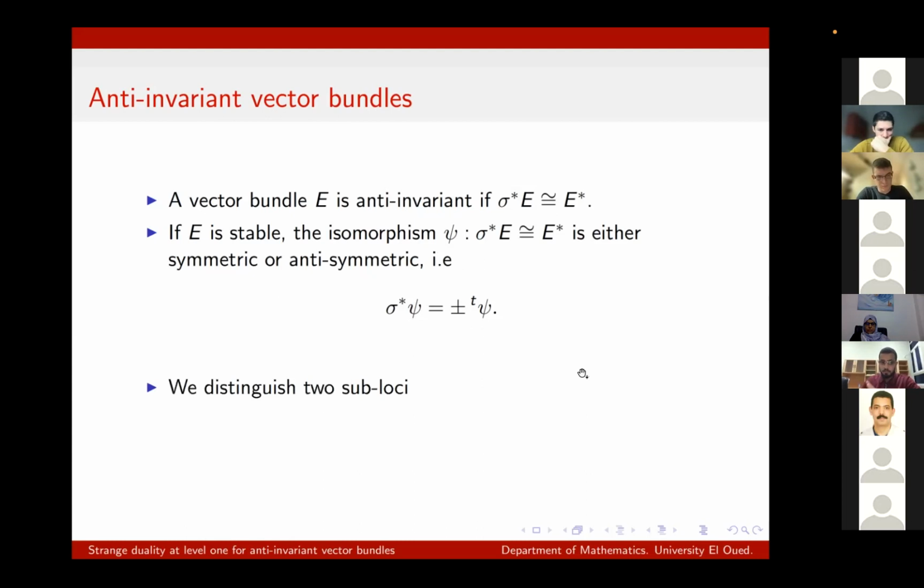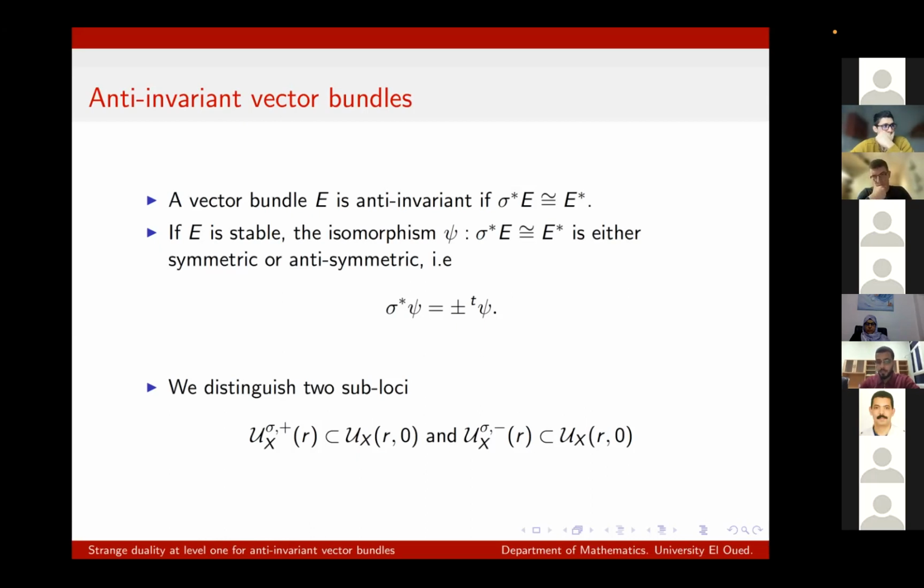So primarily we have two subloci. U sigma plus of X, r is a submoduli space that parameterizes vector bundles which are sigma symmetric, and U sigma minus of X, r is the sublocus that parameterizes vector bundles which are sigma alternating.